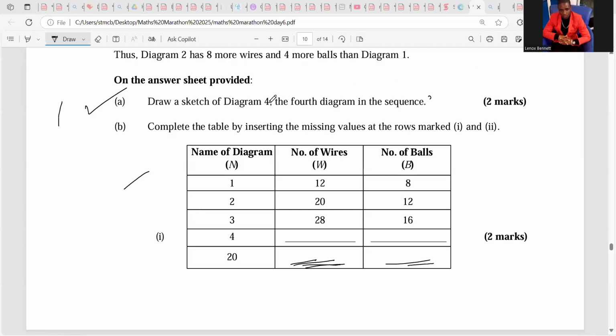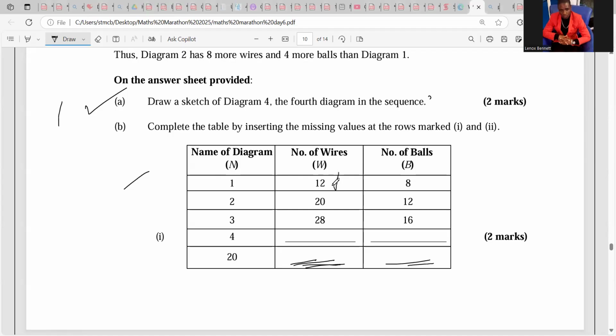All right. So now, complete the table by inserting the missing values. They give us this to start us off. We can see the pattern from here. The number of wires goes down. The number of bars goes up and down. You can see the pattern from 12 to 20, right? From 8 to this, which number? It goes up by 8, or you can say the difference is 8.